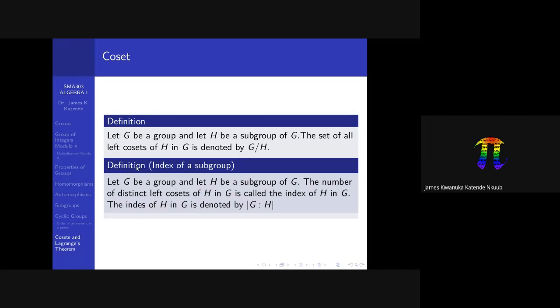Then the next thing we need to define is the index of a subgroup. If H is a subgroup of G, the number of distinct left cosets of H in G will be called the index of H in G. The index of H in G will be denoted by G, then a colon between G and H, and these two vertical lines on the end. When you see this, what this simply means is the number of distinct left cosets of H in G. Any questions?